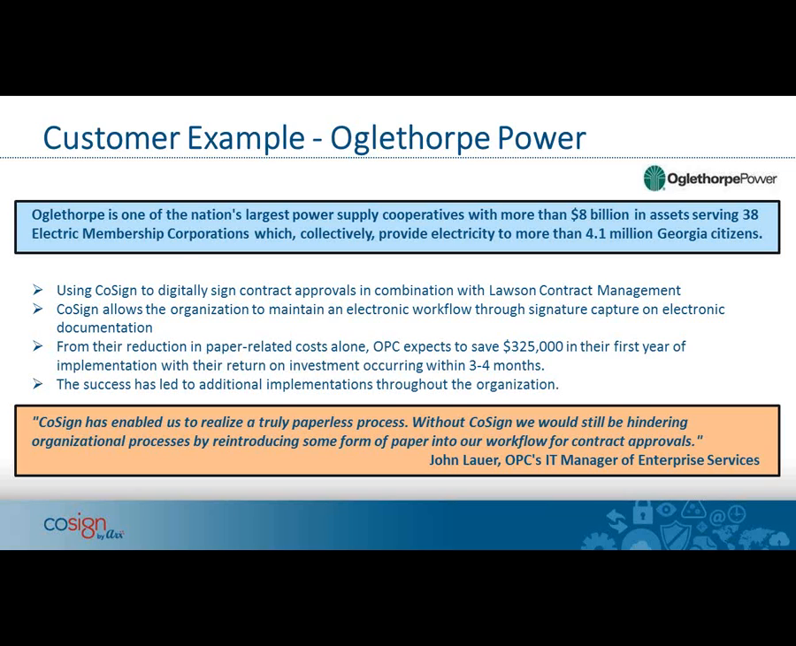And as you can see there, the comment from the customer: Cosign has enabled us to realize a truly paperless process. Without Cosign, we would still be hindered organizationally by reintroducing some form of paper into the workflow for contract approvals. So again, this is an example of just one of our customers who has had a very specific use case for Cosign and is realizing the benefits by implementing it into the system.